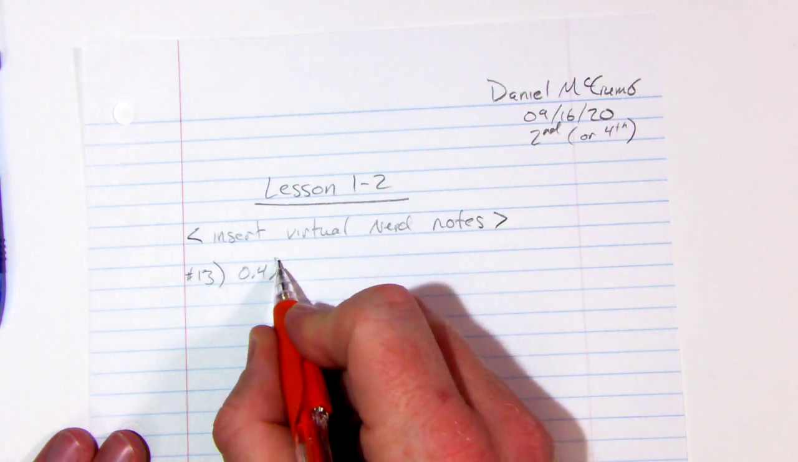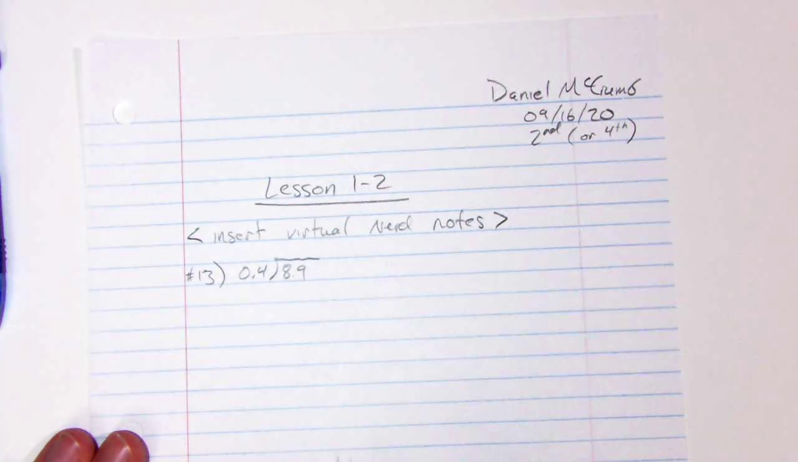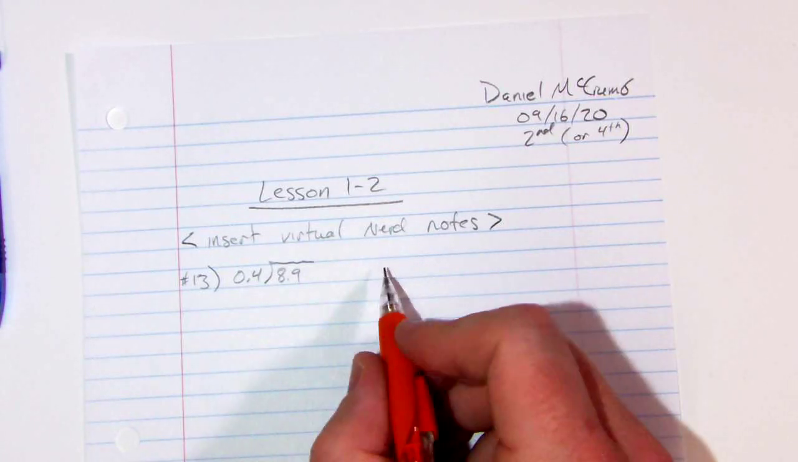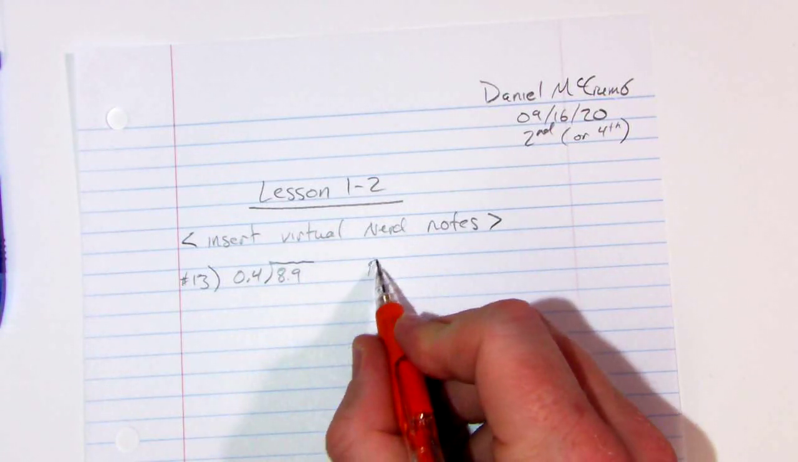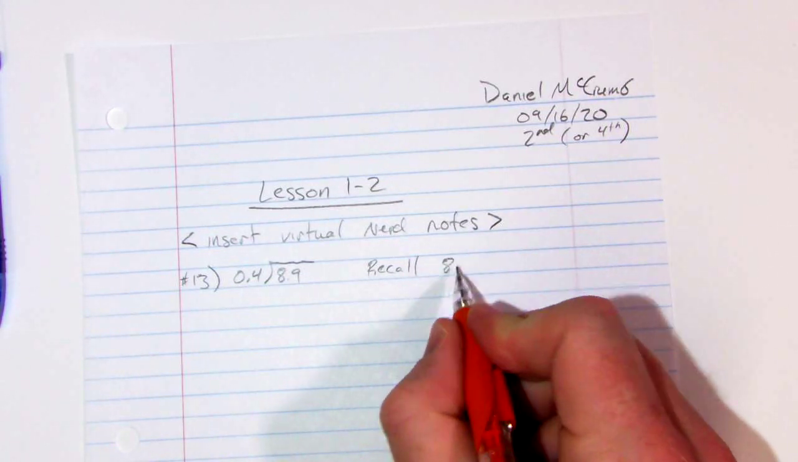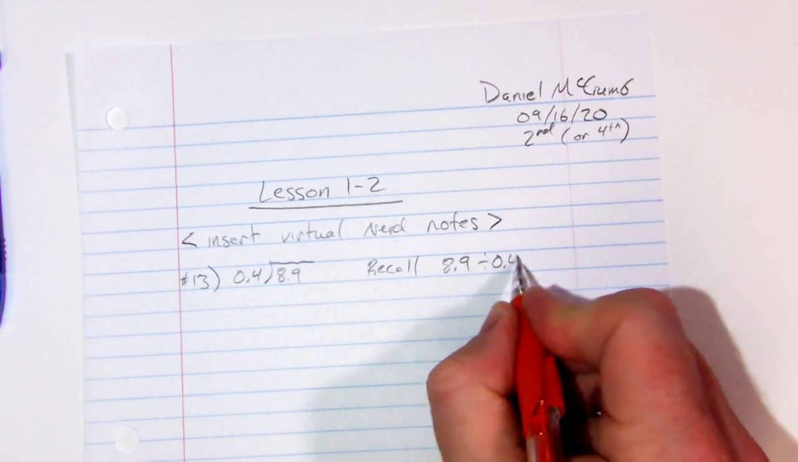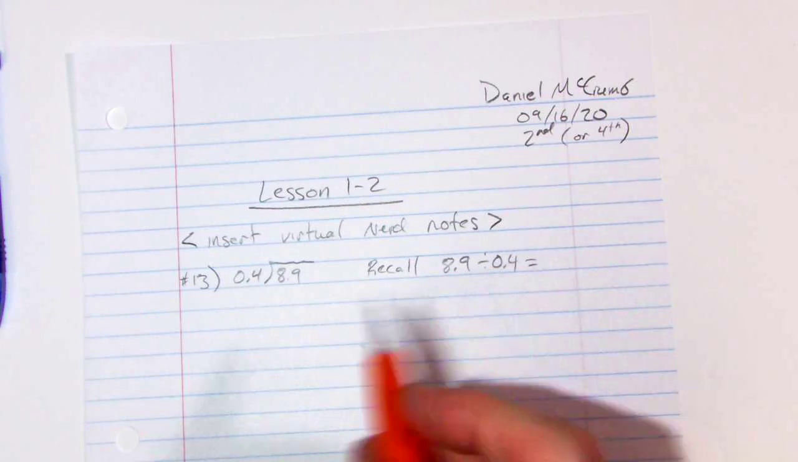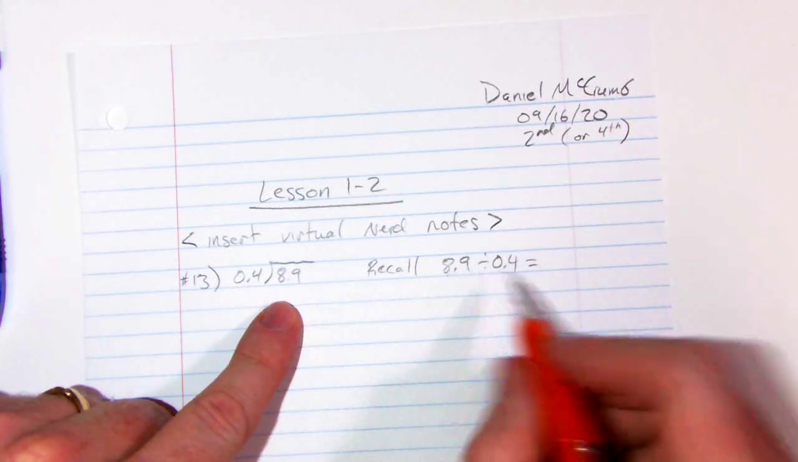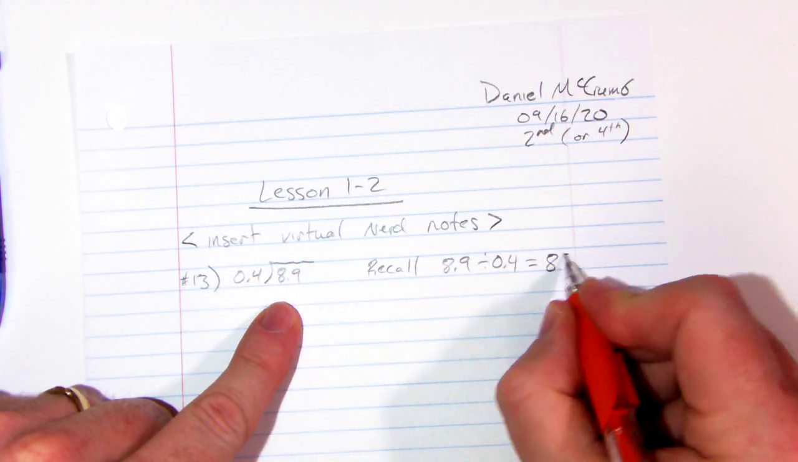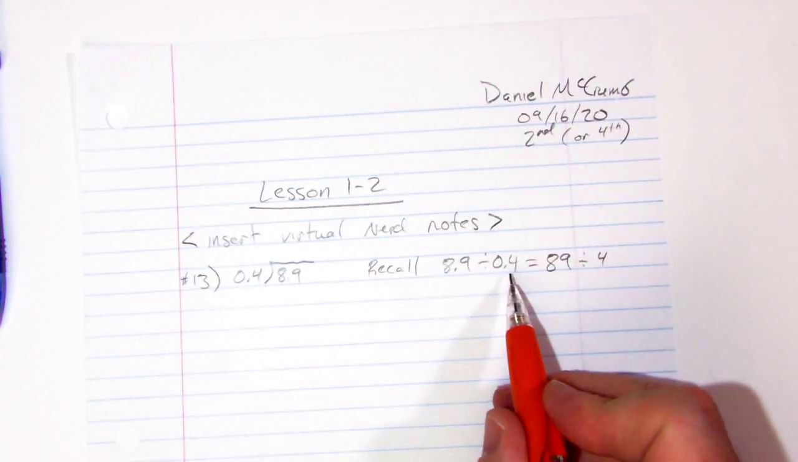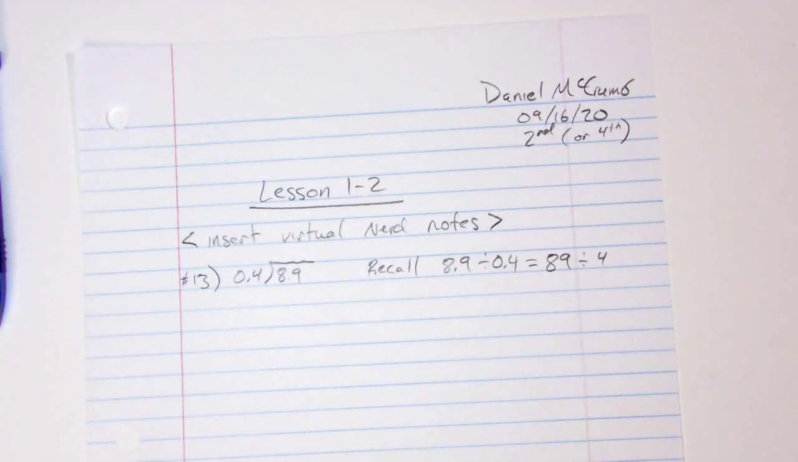So we have 8.9 divided by 0.4. Okay, now recall what we learned about dividing decimals. 8.9 divided by 0.4 is going to be the same as if we multiply them both by 10. So 8.9 times 10 is 89, and 0.4 times 10 is 4. So 8.9 divided by 0.4 is the same as 89 divided by 4.